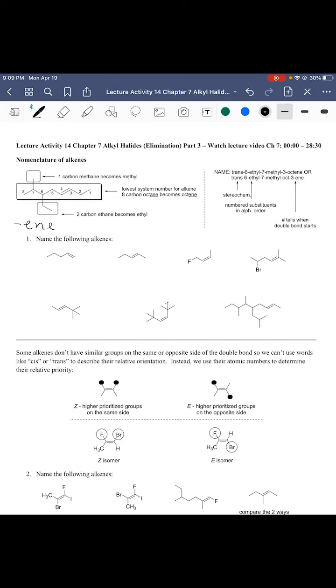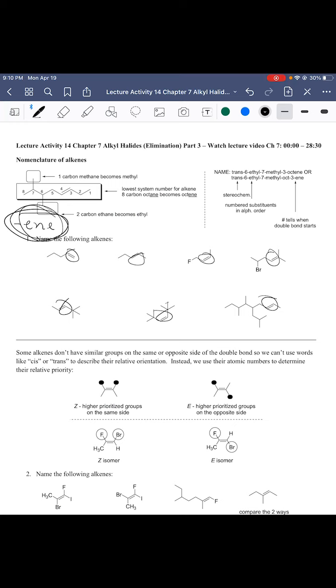Hey guys, in this lecture activity, I will be working on number 1, and it is asking us to name the following alkenes. So it's very similar to naming alkanes that we did earlier in the semester, but for these, you may have noticed that there are double bonds, and because of these double bonds, our suffix is going to be "ene" instead of "ane." So methene, ethene, propene, butene, pentene, hexene, and so on. So it's very easy. The rules, for the most part, remain the same.